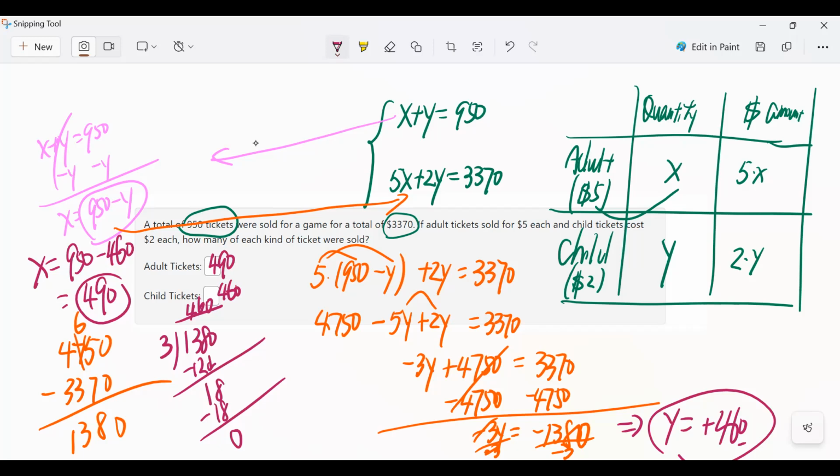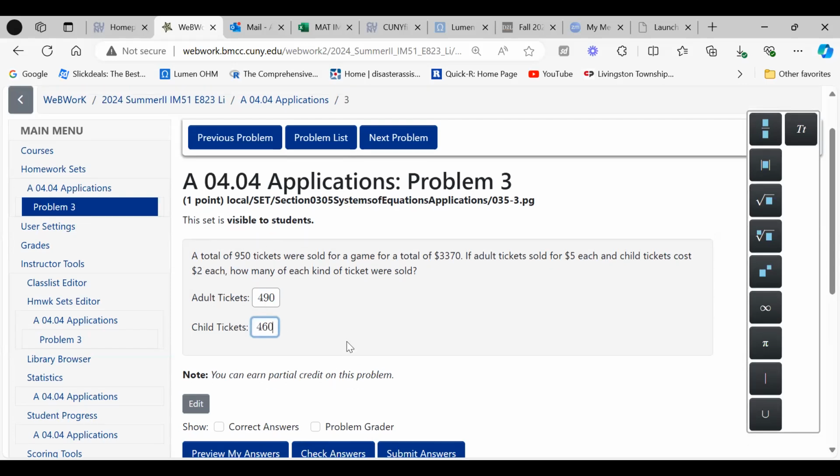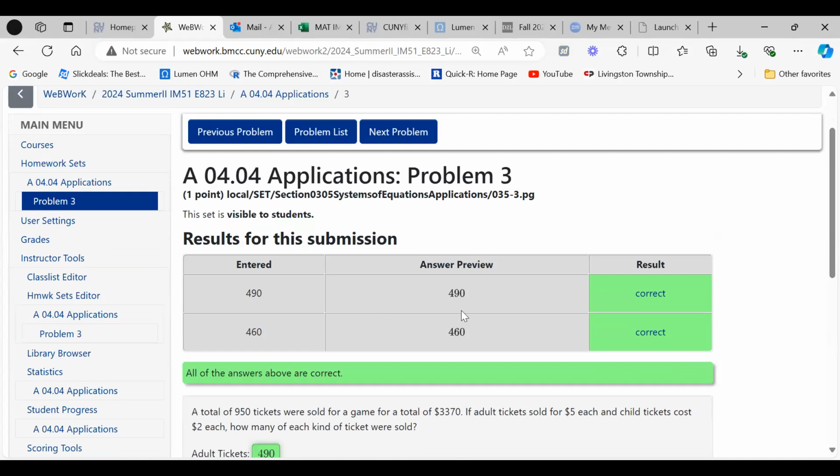Any question about this? 490 adult tickets, and then 460 children tickets. If we add them, we end up with 950 sold. Yeah, they're both correct answers. Okay.